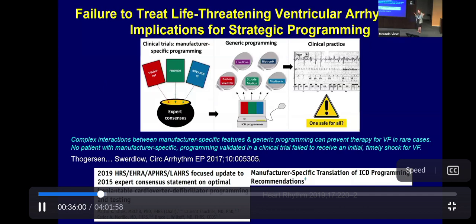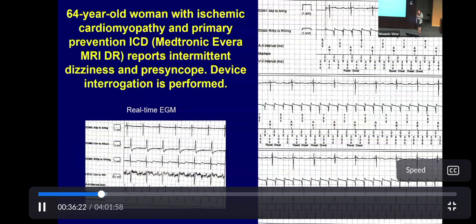So especially if they're non-EP docs, you notice that they'll use one device company only, because to learn all these different kind of algorithms and how to program a particular device is difficult, right? It's hard to remember all that over time. And even for those of us who do this all the time, you have to kind of think about that particular patient. So this is a patient here with an older device, but had intermittent dizziness. And we see these patients come in because, remember, a lot of these devices are not followed by EP docs. They're followed in the community. They're still being seen in the office and reprogrammed, not necessarily by us.